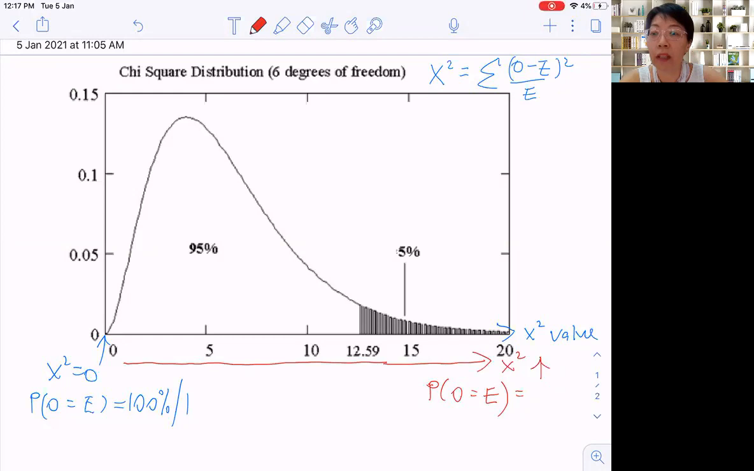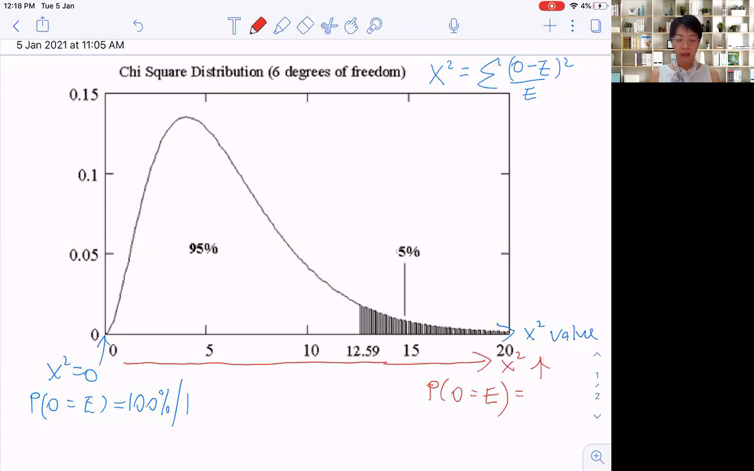Let's call another person. The rest of you, can you please type your answer in the chat, because I want some interaction with all of you. That would be very, very nice. Hua Hui Tian? Yes. Okay, good. What is the probability of O equals to E as the chi-square value increases?